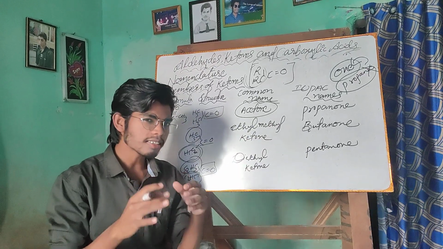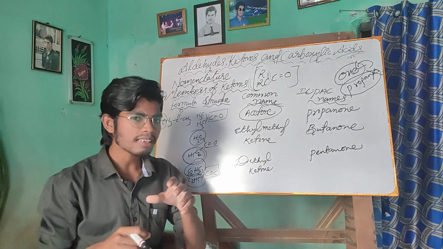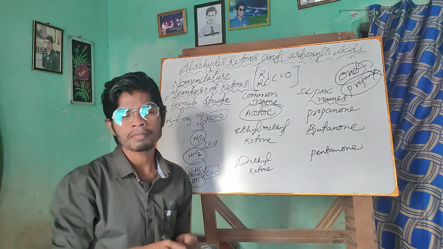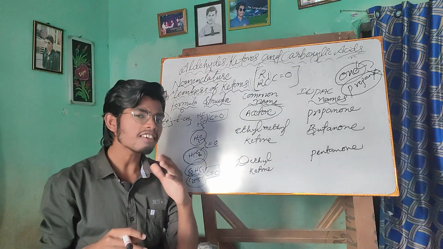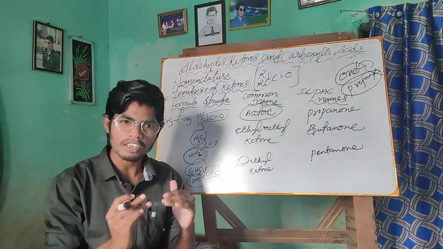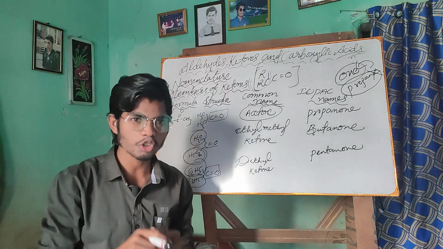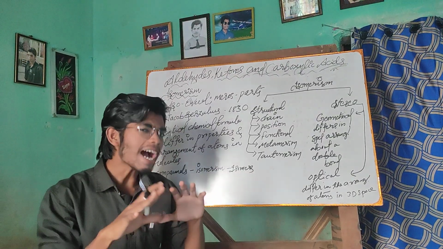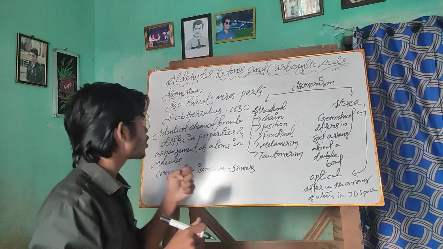Now we will discuss that the aldehydes and ketones show isomerism. So let me give you a brief understanding of the term isomerism. What is isomerism? What are the different types of isomerism? And how do the aldehydes and ketones show isomerism? That we will discuss now. Well, what is this isomerism? Let me give you a brief understanding on this.